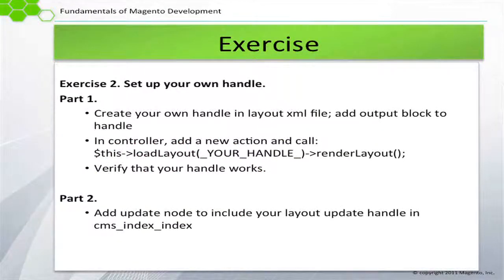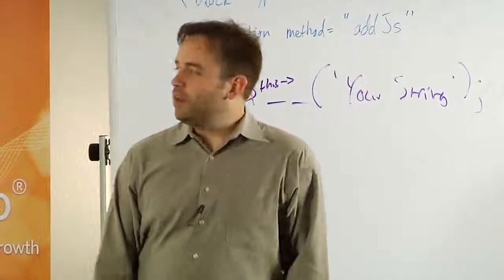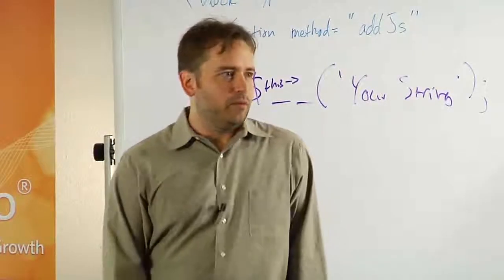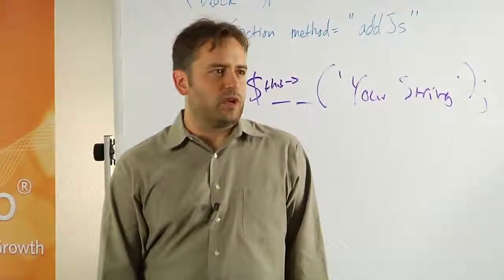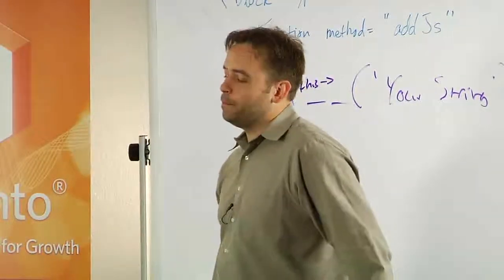Okay. Exercise time. Getting the exercises out of the way early. All right. Create your own handle in a layout XML file. Add an output block to the handle. In the controller, add a new action and call it. Add an update node to include your layout update handle in CMS index. So, again, to remind, yesterday we made a layout file for our module, I believe. Yeah? Cool. All right.